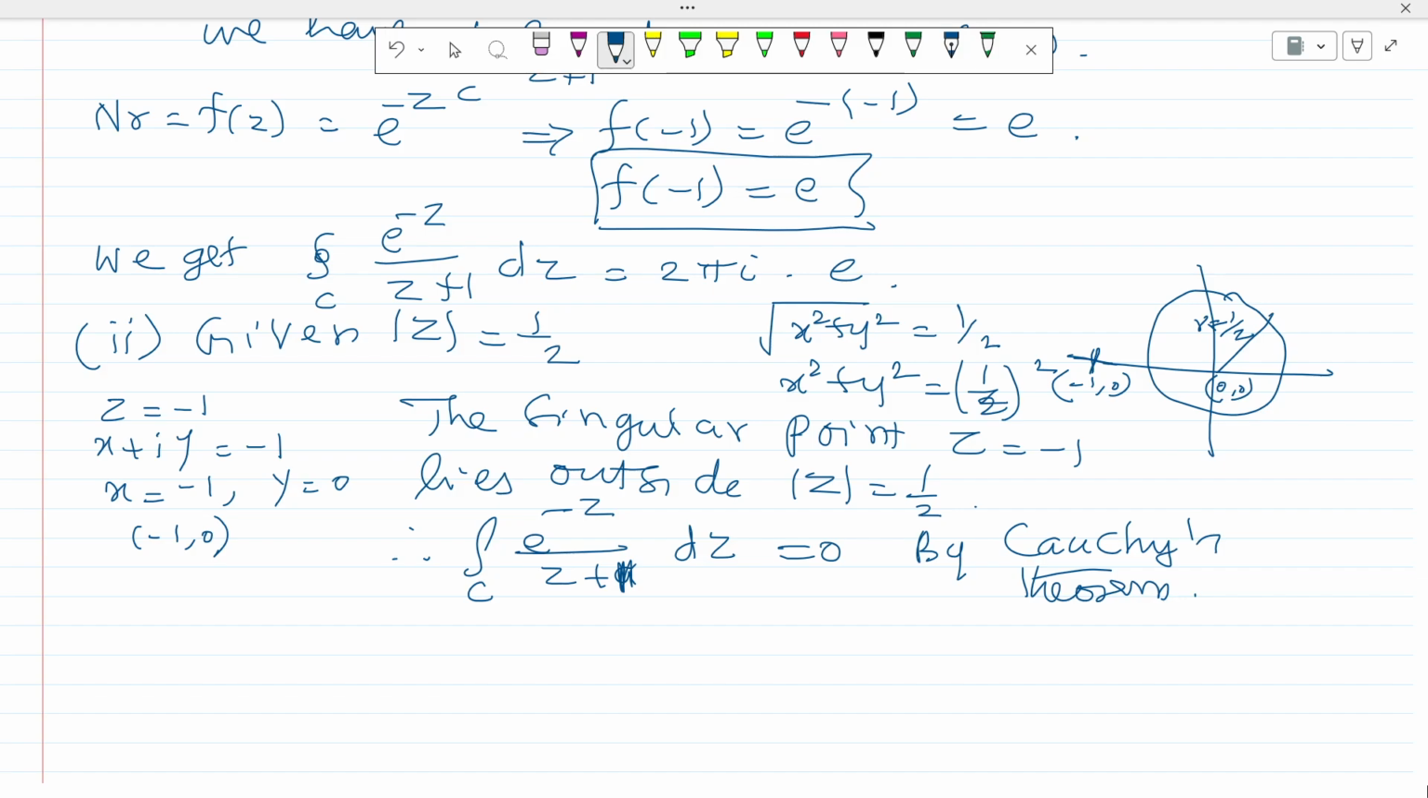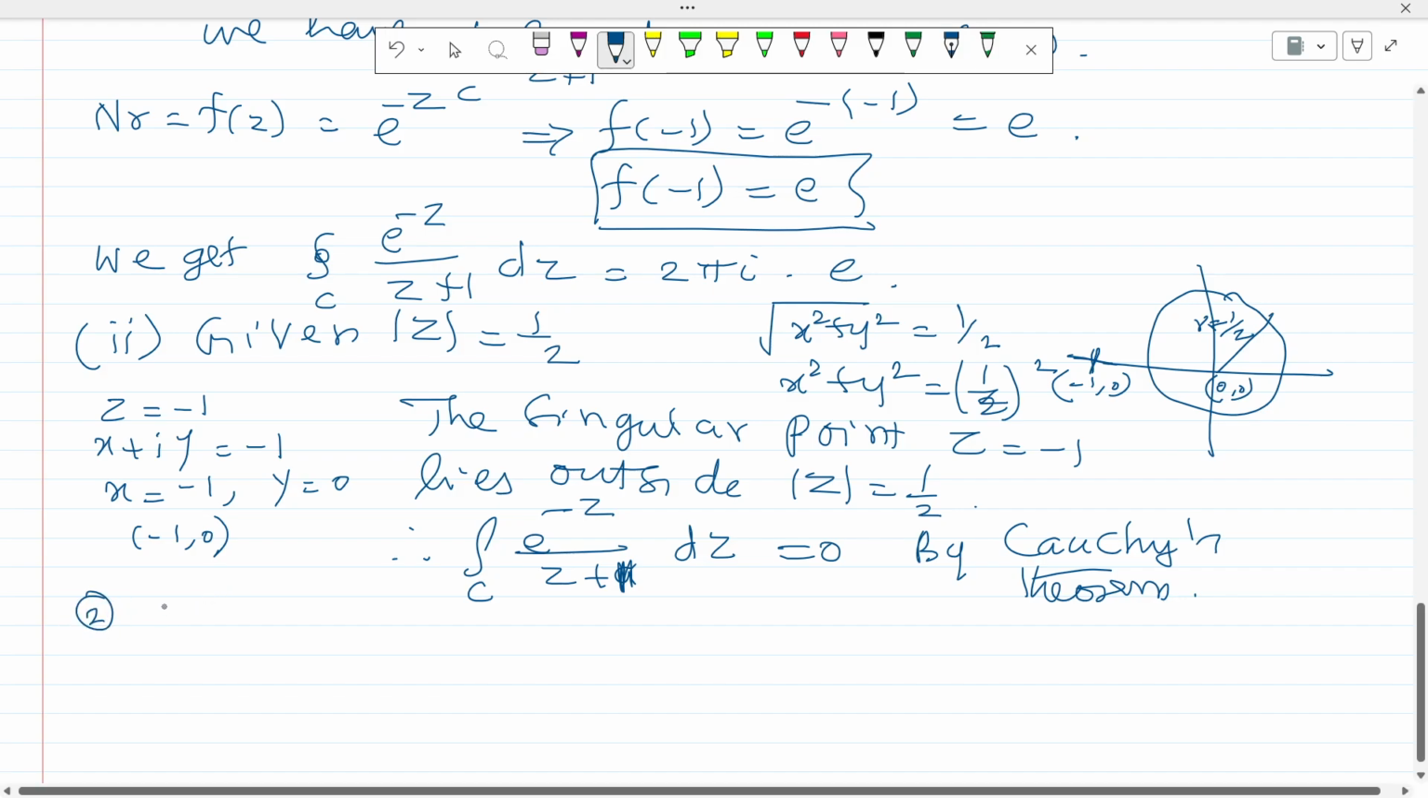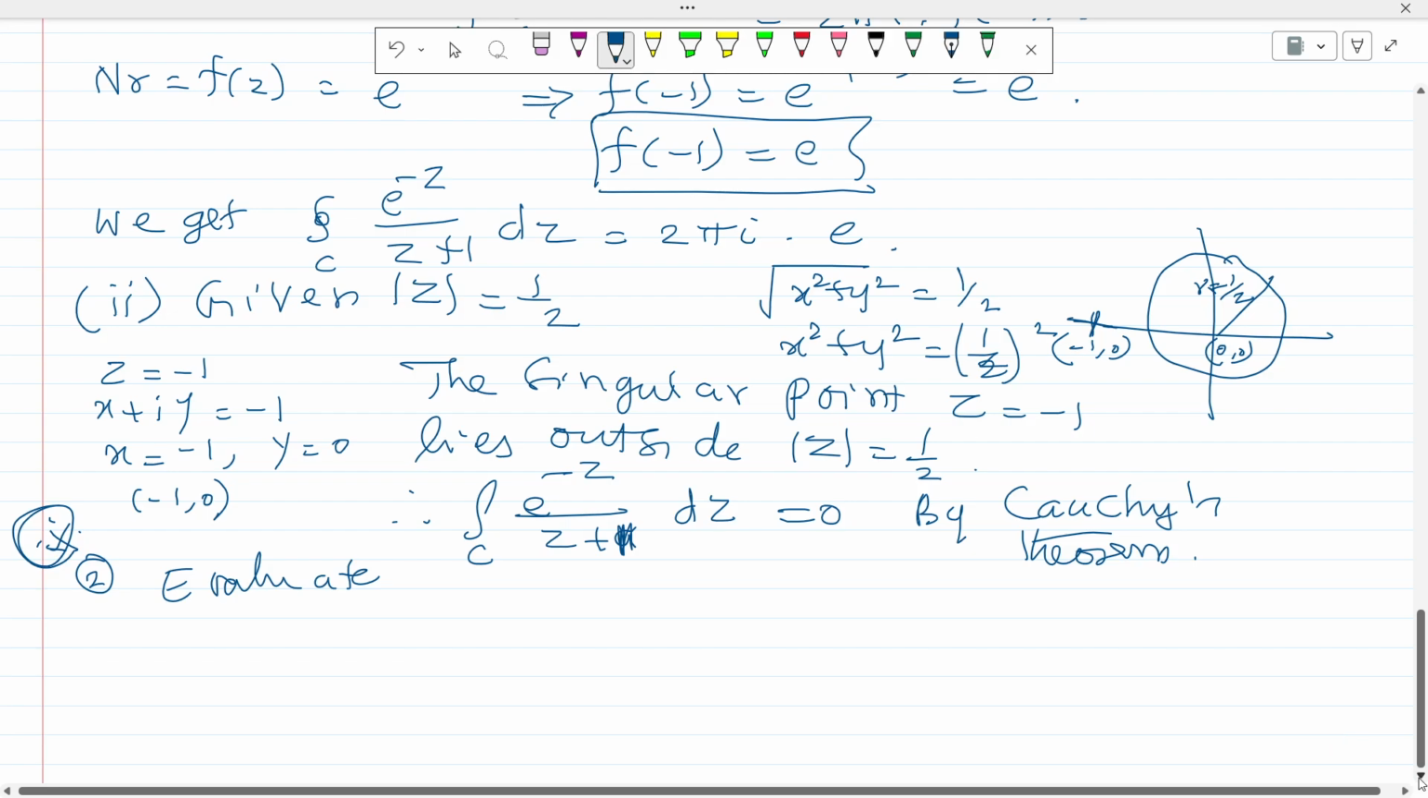Second problem, evaluate. The same problem repeats many times. Put that important sign for this problem.